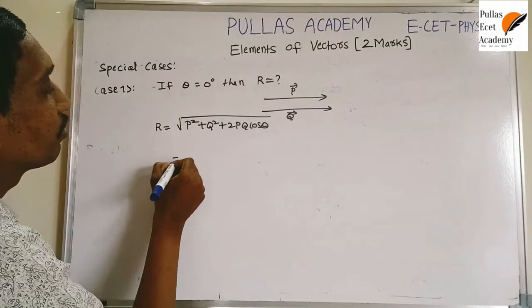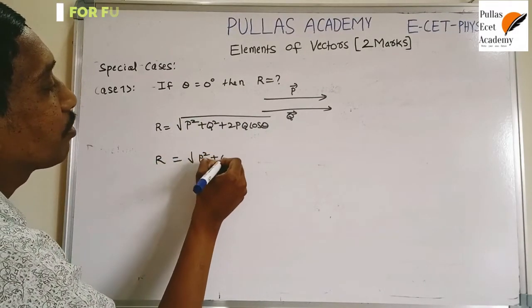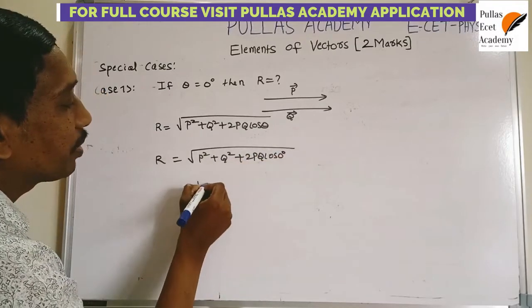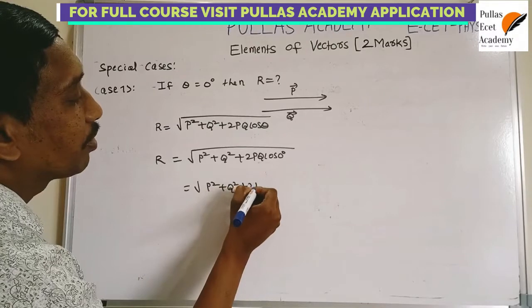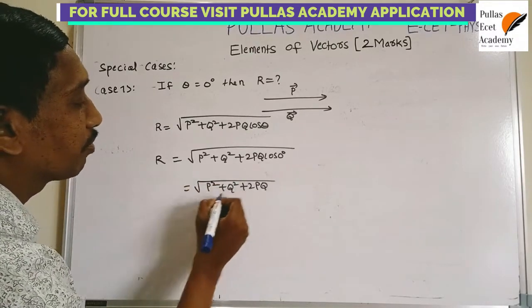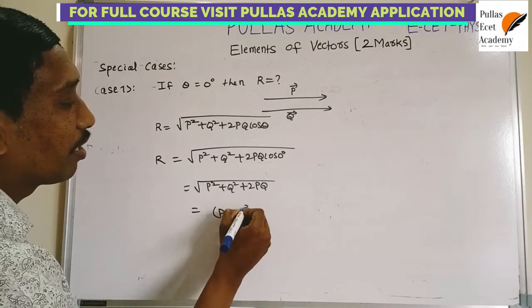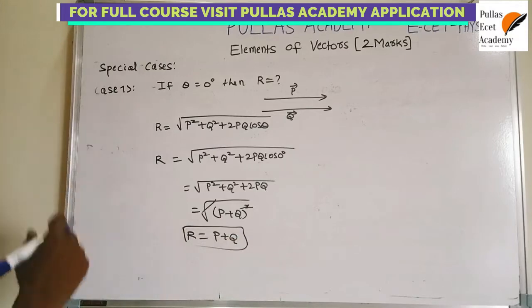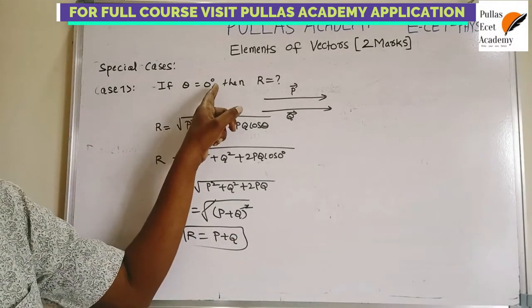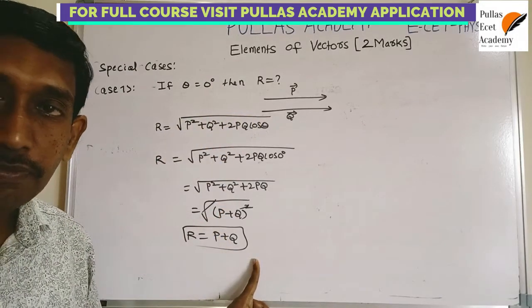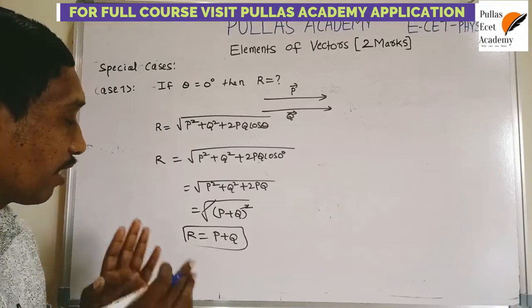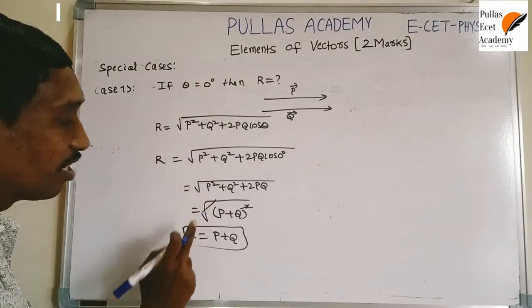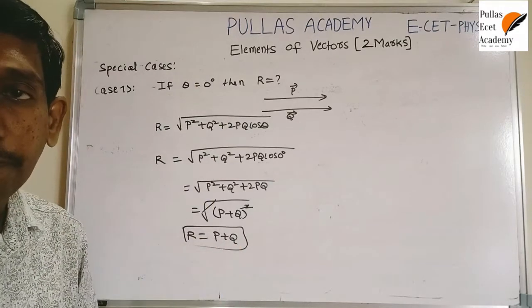Here, substitute theta equal to 0, then you get P square plus Q square plus 2PQ into cos 0 degrees. Cos 0 degrees is 1, and 1 into 2PQ is 2PQ. That means this is similar to P plus Q whole square. Under the root, the square root cancels, and you get P plus Q. This is a very important point; questions like this are asked. So if the angle between two vectors is 0 degrees, the magnitude of the resultant vector is P plus Q, based on this formula.